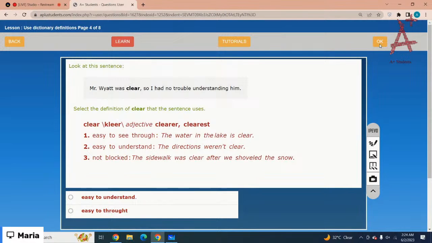Mr. Yacht was clear. That means easy to understand. Got it? Clear means easy to understand.